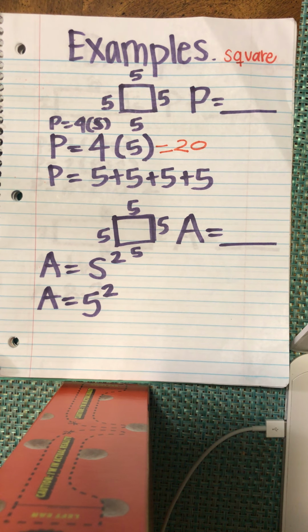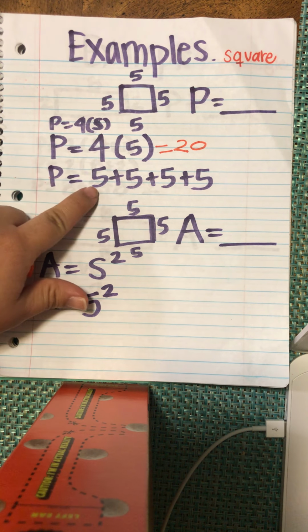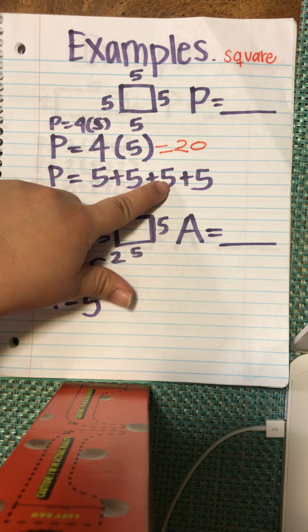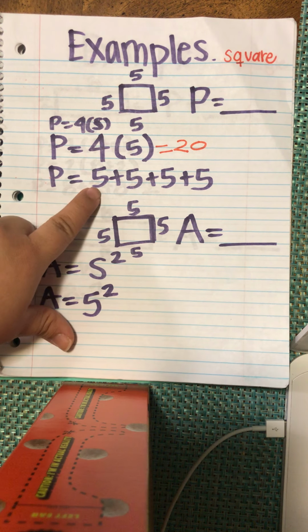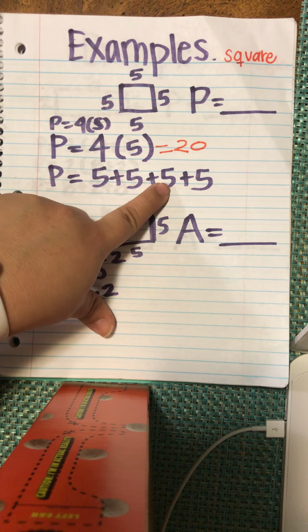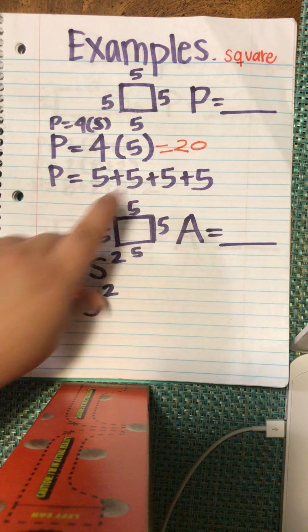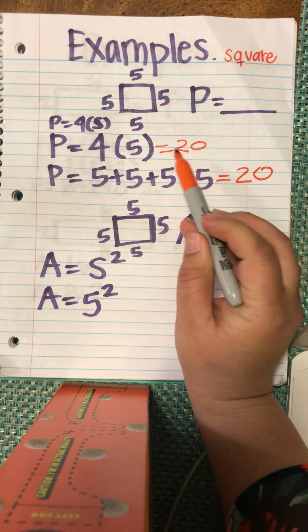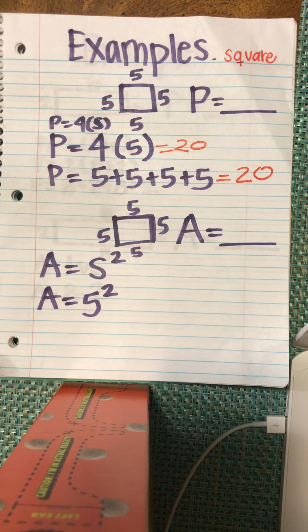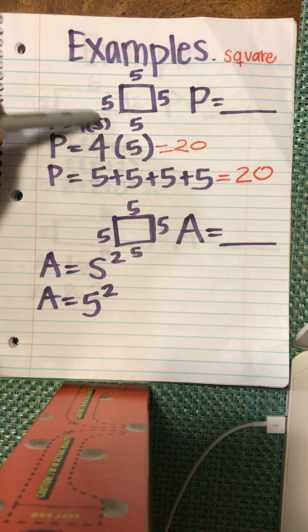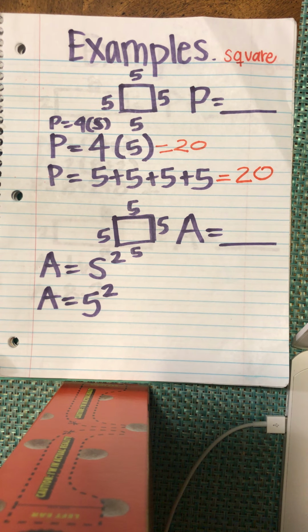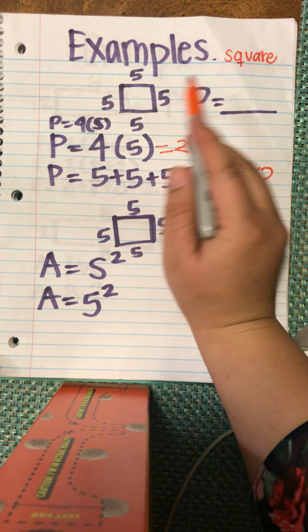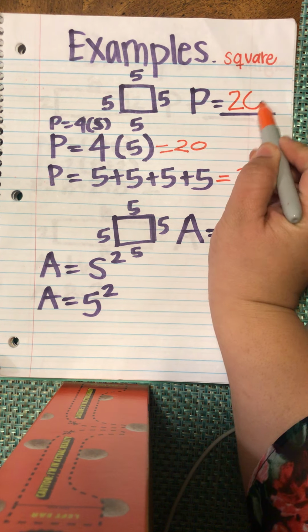Now then, if you want to double check or if you want to do it a different way, like I said, you can add up the sides and do 5 plus 5 plus 5 plus 5. And then again, 5 plus 5 is 10, plus 5 is 15, plus another 5 is 20. So as you can see here, like I was saying, you will get both the same answers if all sides are equal. So then here we go. The perimeter of this square is going to be 20.